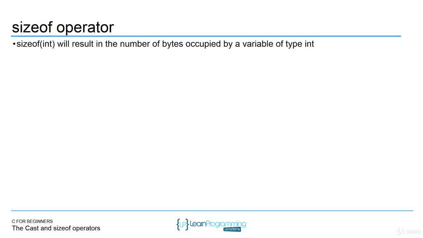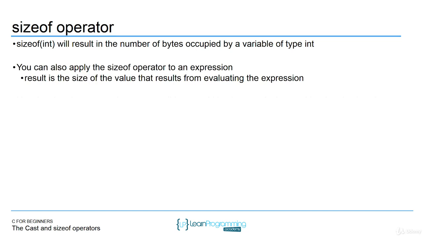But you can use it for many things, and you should use it for many things. sizeof(int), for example, will result in the number of bytes occupied by a variable of type int. So this would return 4 or 8, depending on your system. You can also apply the sizeof operator to an expression. As I mentioned, the result is the size of the value that results from the expression. So if you add two ints together, it's still going to be an int. So it's still going to be the same size.